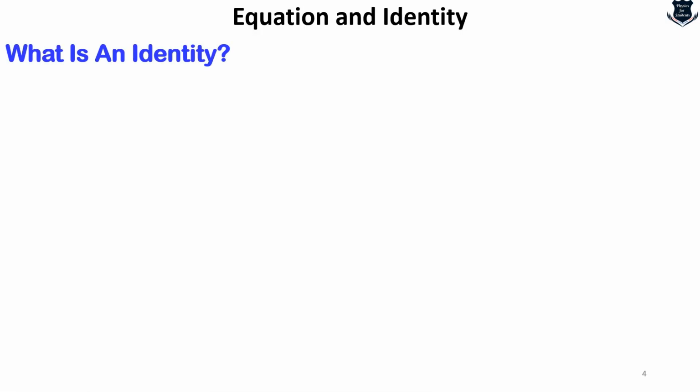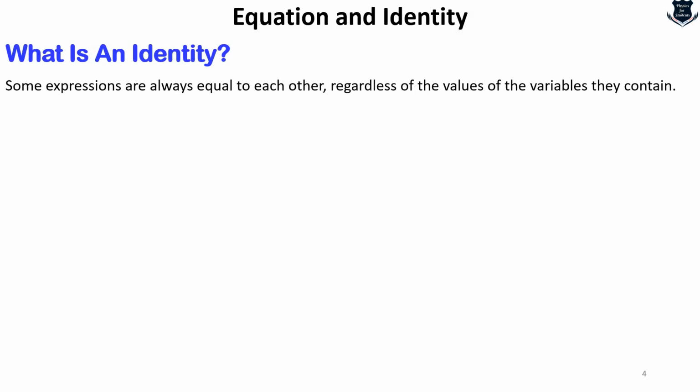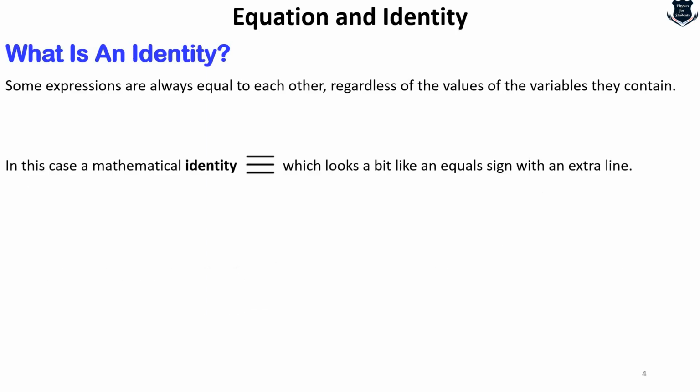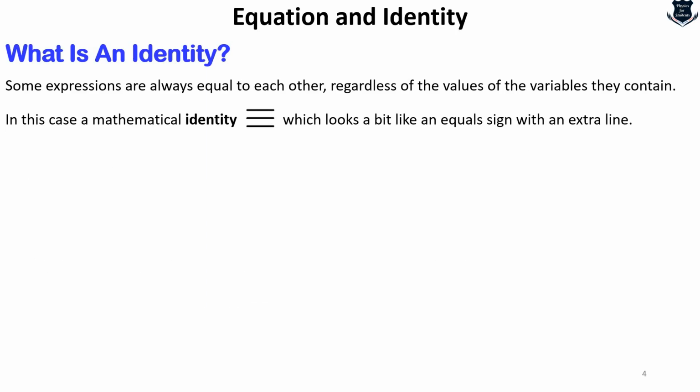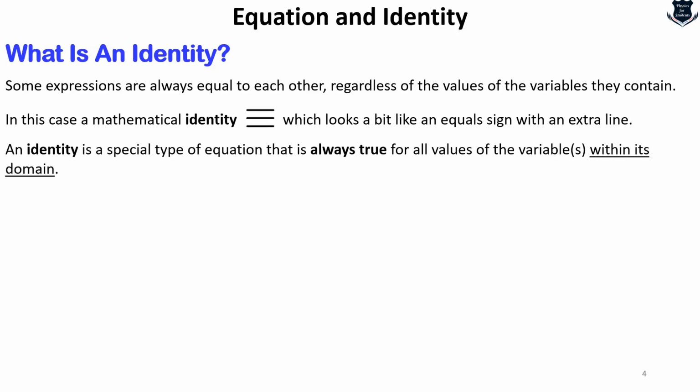When we come to identity, we get the definition something like this. It is also an expression: expressions that are always equal to each other regardless of the values of the variables they contain. Now, in case of a mathematical identity, we write something which looks like an equal sign with an extra line. So we can say that an identity is basically a special type of equation which is always true for all values of the variable within its domain.